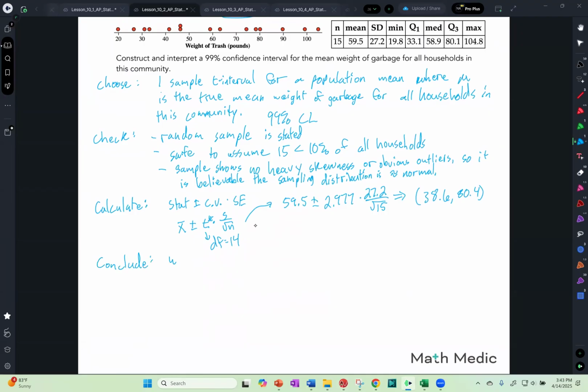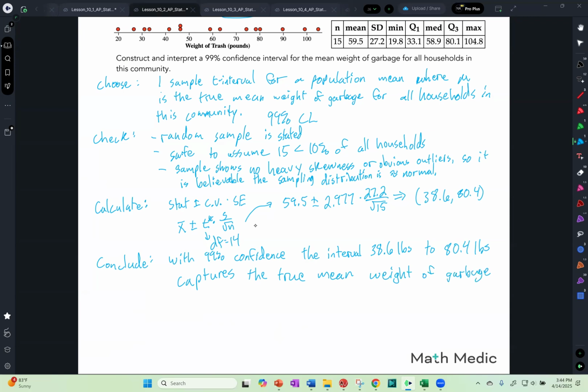In conclusion, with 99% confidence, the interval 38.6 pounds to 80.4 pounds captures the true mean weight of garbage for all households in the community. All right, there's 10.3.